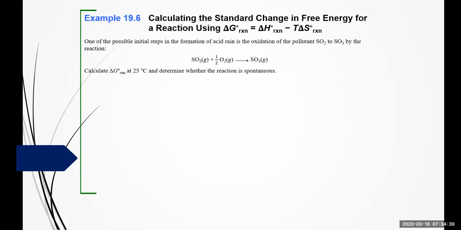One of the possible initial steps in the reaction for formation of acidic rain is the oxidation of SO2 to SO3 by this reaction. And so they want us to calculate the delta G and determine whether the reaction is spontaneous. Now, anytime when they don't give us any other information and they just want us to determine it from the reaction, we're back at the appendix.